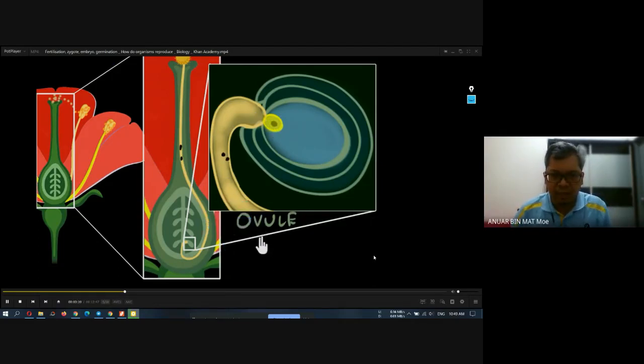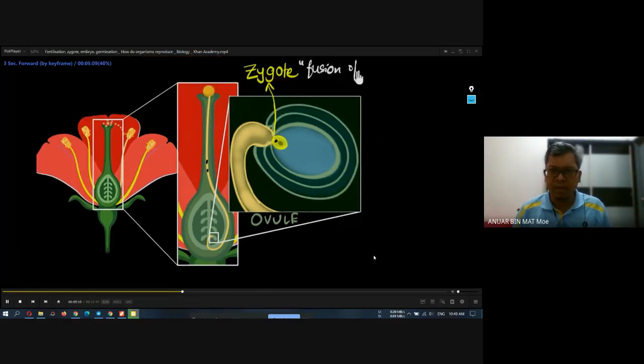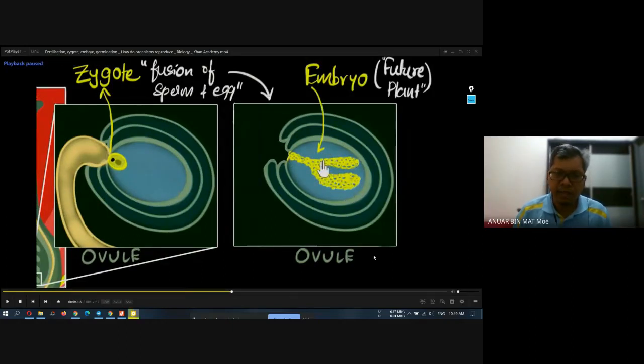You can see the pollen grain is moving toward the ovule, and then there is fertilization, and after fertilization it will become a zygote. I just sped it up. Zygote is the fusion of sperm and egg. Sperm here is the pollen grain, eggs here is the ovule. And then what will happen? From zygote it will become embryo, just like a human.